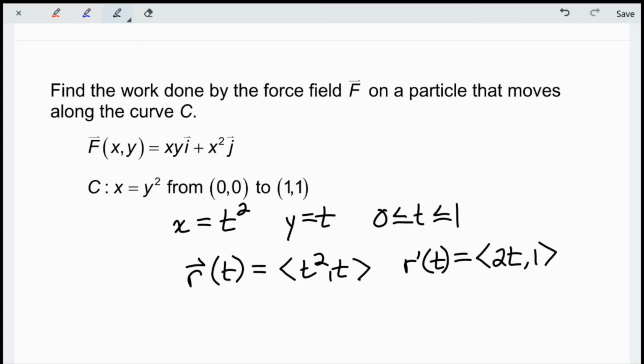Okay, so if I want to think of my force function in terms of t, I can just do a substitution here into my force function. Remember, the force function was xy i + x² j, so I'm going to substitute in for x and y. When I plug in x and y, that's going to give me this new vector, which is essentially going to be t³, because that's my x, which was t² times t. And then for the j component, I had x squared. Well, x squared is the same as t² squared. That gives me t⁴.